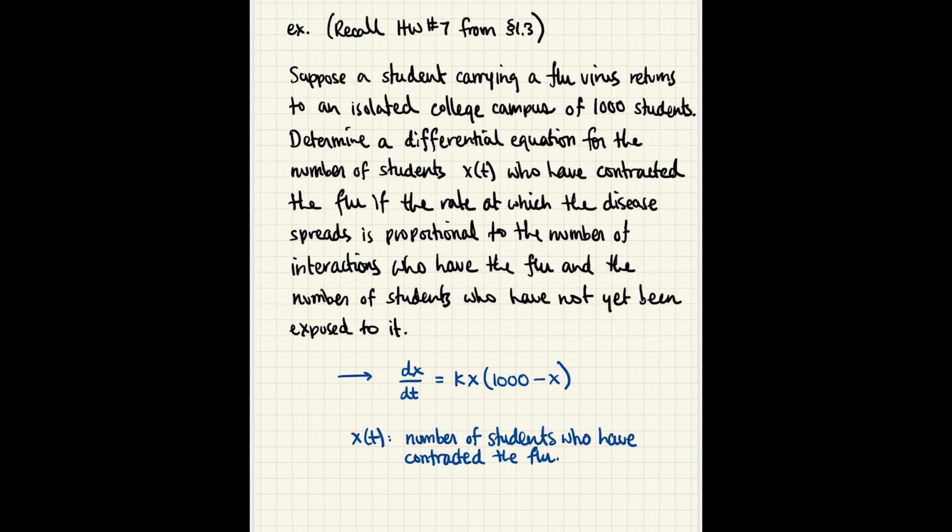All right, and that was the end of it as a 1.3 problem because we didn't know how to solve differential equations. Well, now of course we do. So let's solve this differential equation. And let's even impose the initial value that at time 0, we have one person with the flu out of the 1,000. So that's the person who came back with the flu.